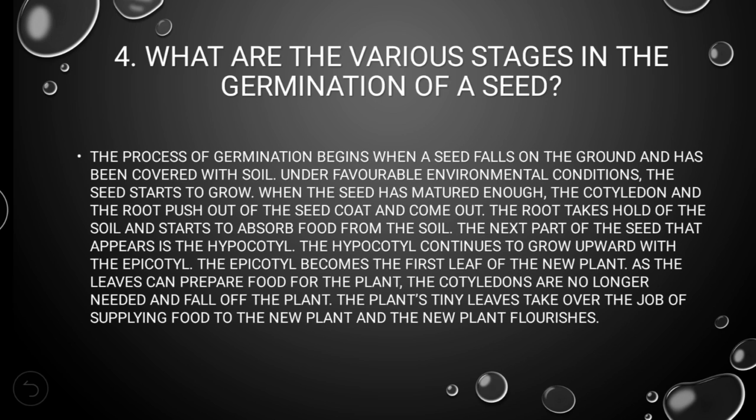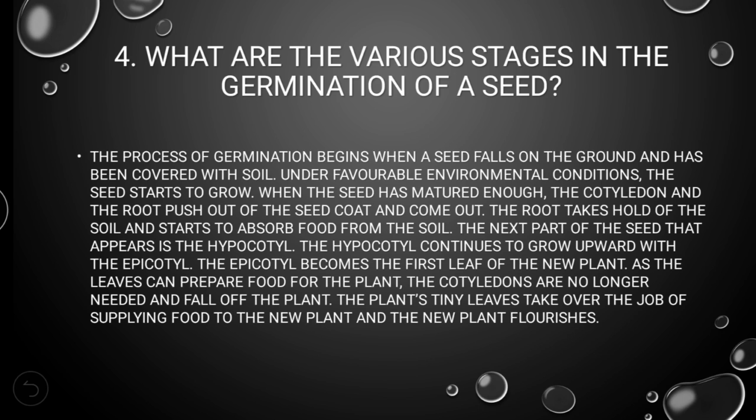The process of germination begins when a seed falls on the ground and has been covered with soil. Under favorable environmental conditions, the seeds start to grow. When the environmental conditions are favorable, the seeds start to sprout out.